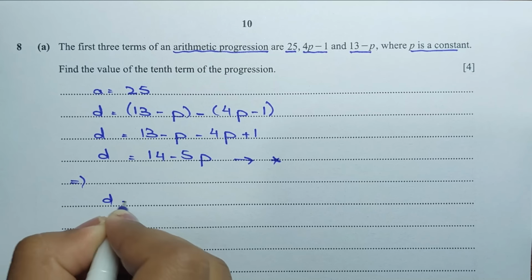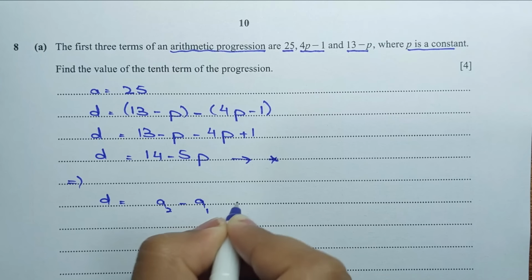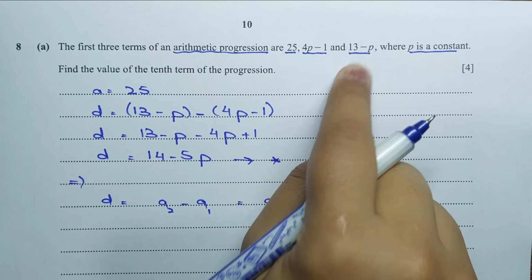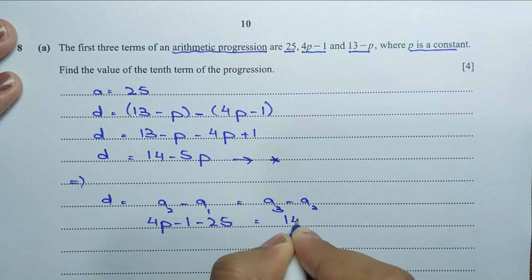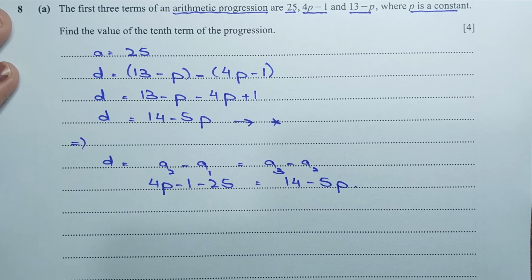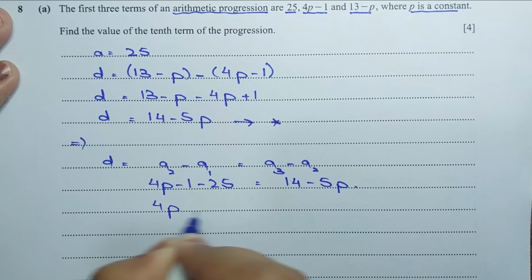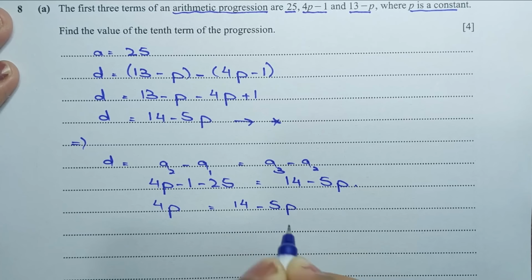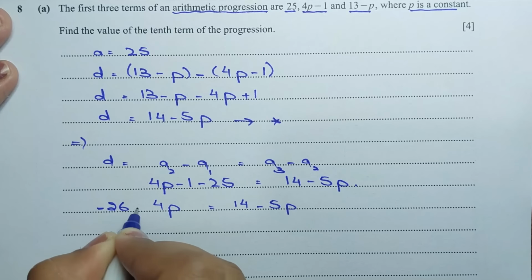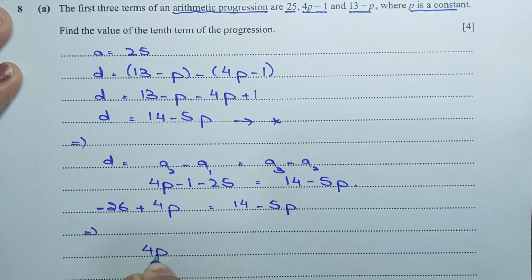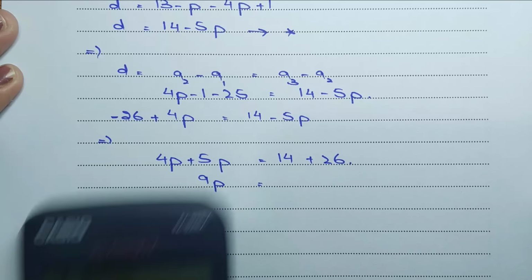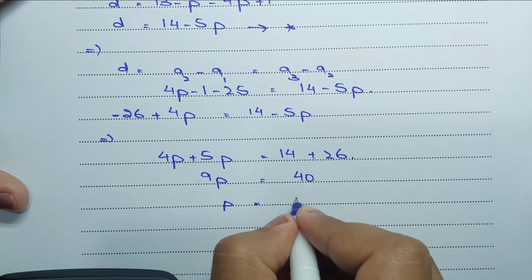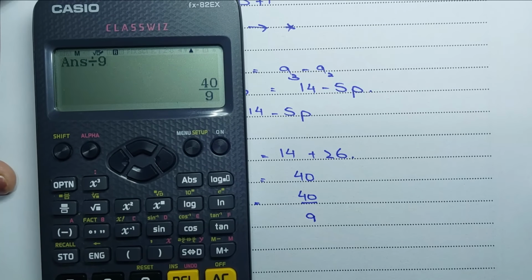And there is another value of d. The d value is basically the second term minus the first term, and this should be equal to the third term minus the second term. So the third minus second is this much, and the second minus first would be 4p minus 1 minus 25, and this is equal to 14 minus 5p, and from here we can solve for p. So the 10th term is not in terms of p, right? So we have 4p minus 26 equals 14 minus 5p. Combining the like terms, we have 4p and plus 5p, which is 9p, and 14 and 26 add up to 40. So what is p? 40 out of 9. Is that in simplest form? Yes. So this is p.